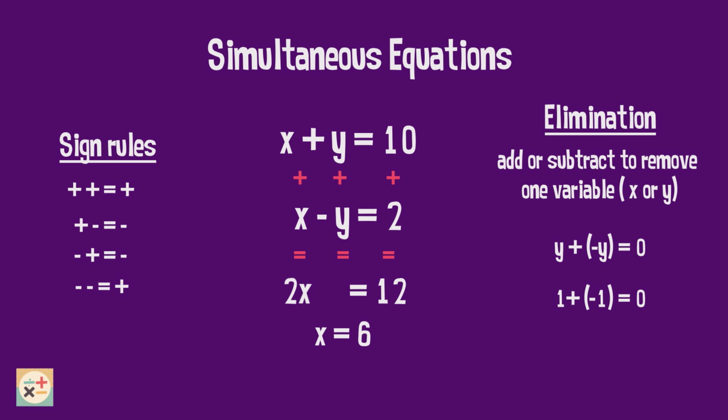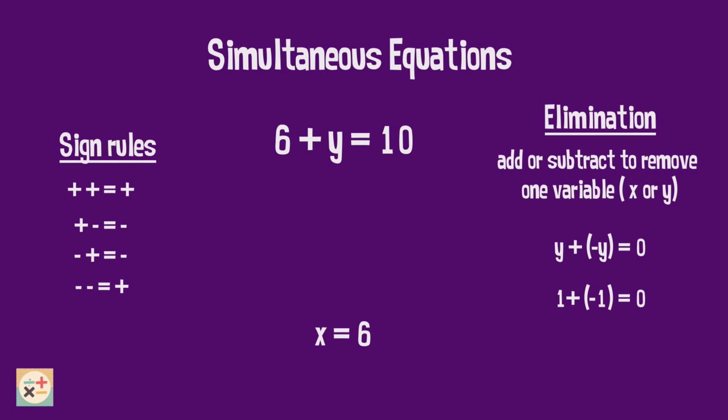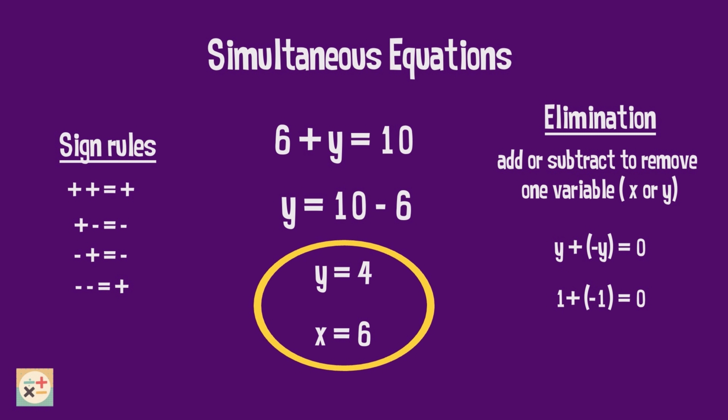Now we have figured out the value of x, we can put this back into one of the original equations to find out the value of y. Let's use x plus y equals 10. So, 6 plus y equals 10. Now solve the equation. We have y equals 4, so the answer is x equals 6 and y equals 4.